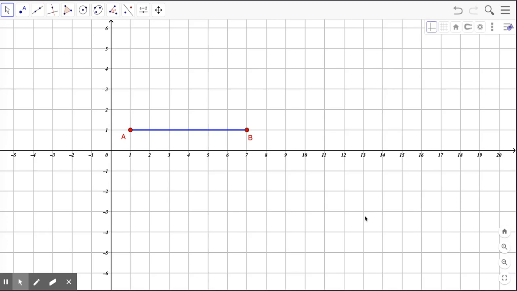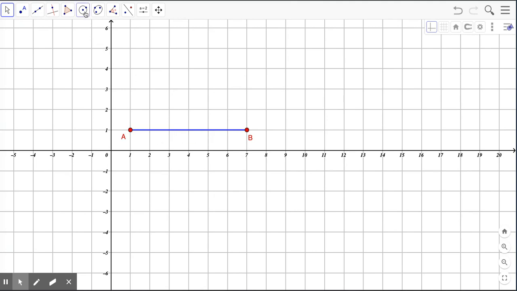Okay, so in this presentation, we're going to use GeoGebra to construct a perpendicular bisector for a line segment. So take notes, pause the video if you need to. After we've done the perpendicular bisector for a line segment, we will then use the perpendicular bisectors in triangles. So here's our segment AB.